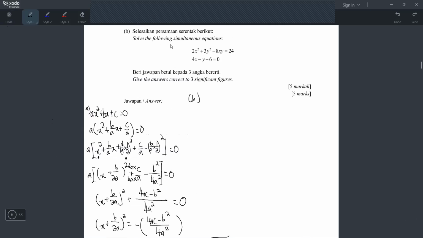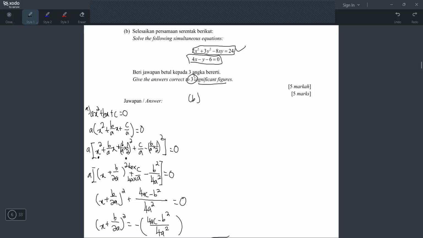Okay, let's continue with B. Solve the following simultaneous equation. So this is one linear equation and then one non-linear. So we should know that the top one is the non-linear one, because there is a square and then the xy stick together. So this is a non-linear. The bottom one is a linear equation, right? Linear equation means the highest power is 1, right? Okay, now it says give the answer correct to 3 significant figures.